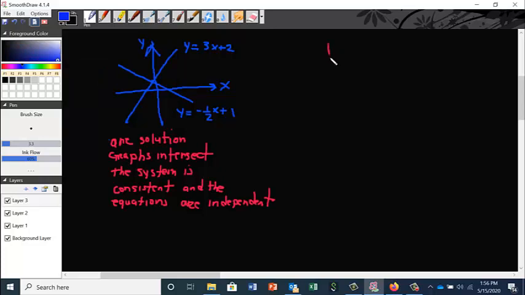Still marking red for some reason. Still giving me red. Okay. Well, now it's giving me blue. All right.